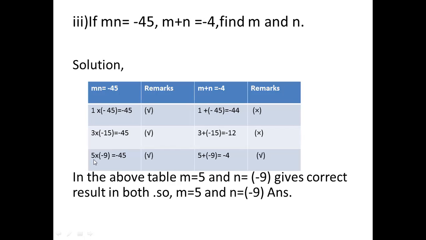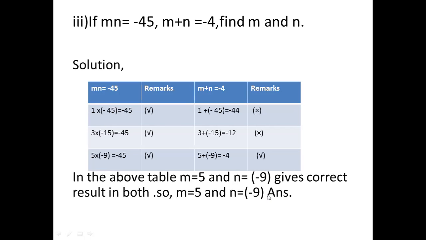5 into minus 9 is minus 45, correct remark. 5 plus minus 9 is minus 4, it is also correct remark. This gives the correct one, right? In the above table, m equals 5 and n equals minus 9 gives the correct result in both. So m equals 5 and n equals minus 9 are the answer.